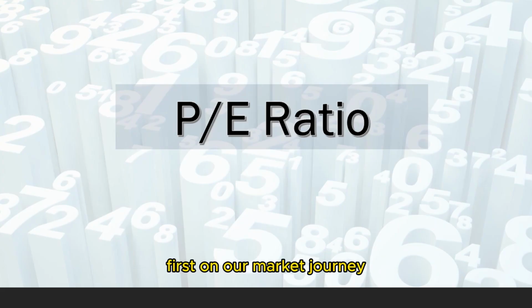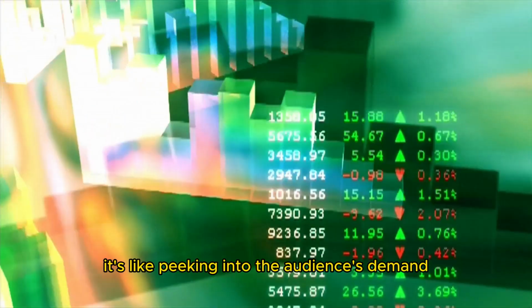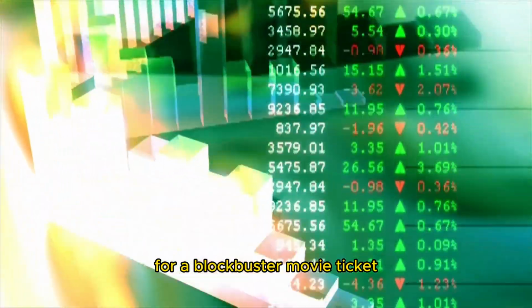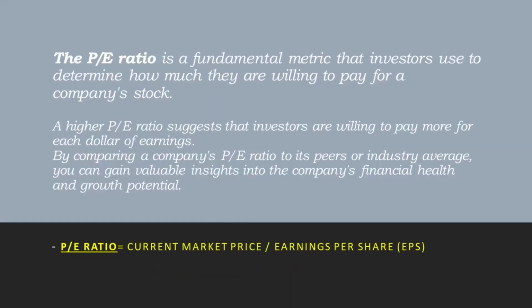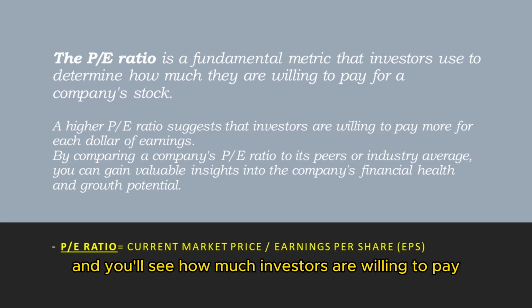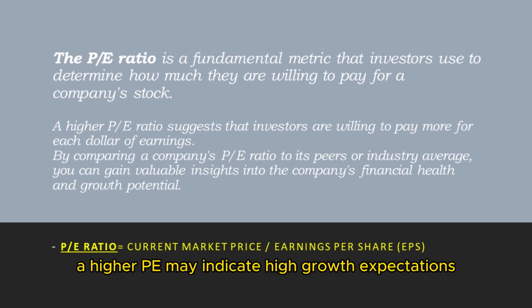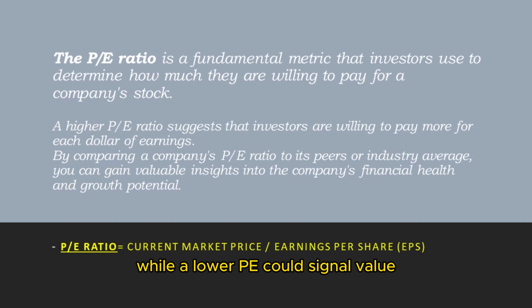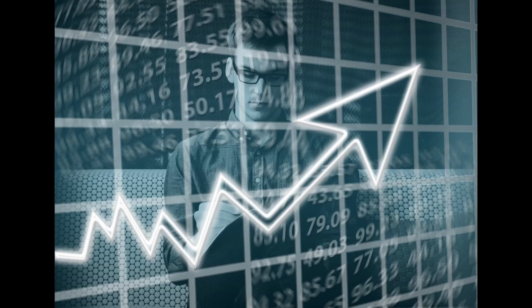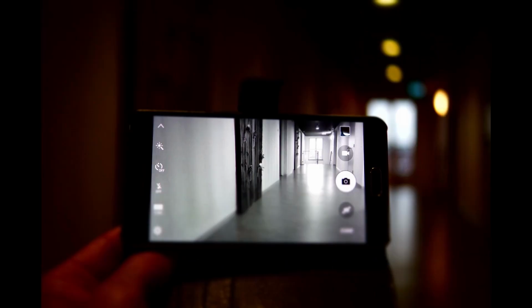First on our market journey is the price-to-earnings ratio, the talk of the town in investing circles. It's like peeking into the audience's demand for a blockbuster movie ticket. Divide the stock price by earnings per share, and you'll see how much investors are willing to pay for each dollar of earnings. A higher PE may indicate high growth expectations, while a lower PE could signal value. It's like assessing the buzz around your investment blockbuster.